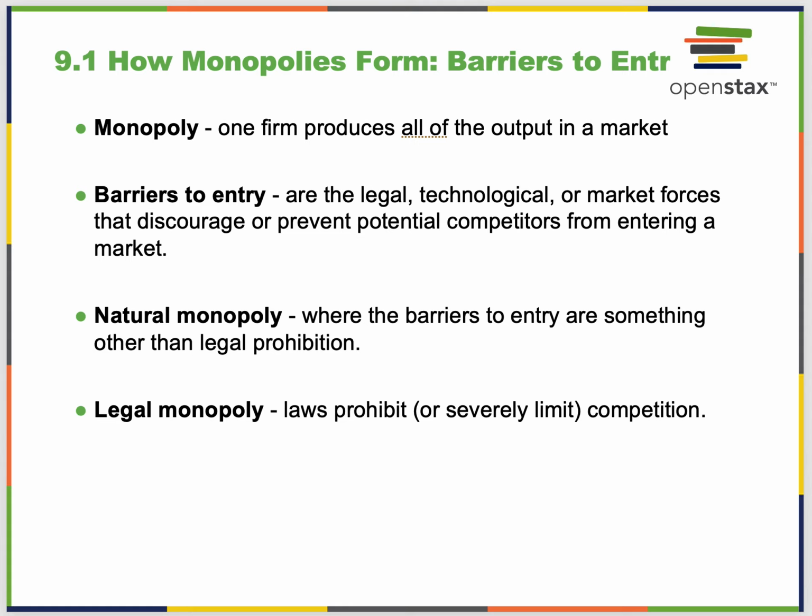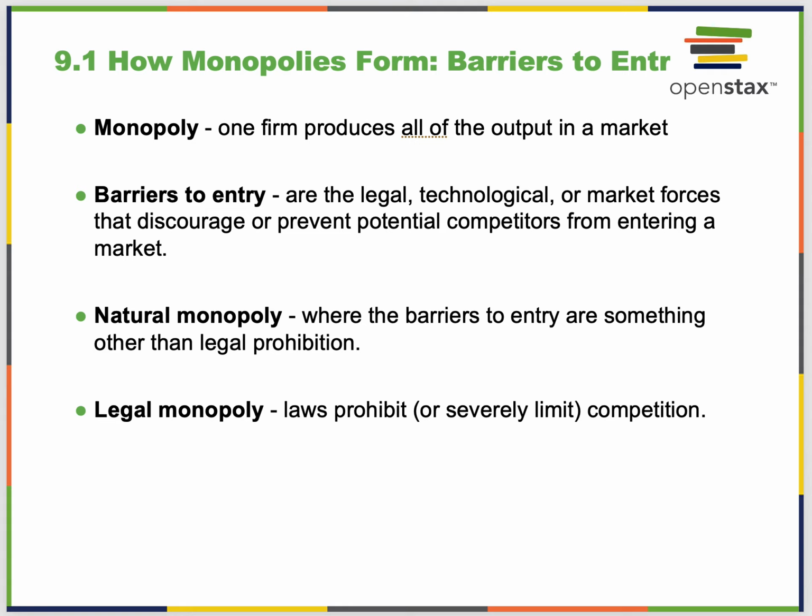A perfectly competitive market is one where there are many competitors producing a similar good. A monopoly is where one firm produces all the output in the market. In a perfectly competitive marketplace, the barriers to entry are relatively minimal. They're low in cost. In a monopoly, they're much more substantial.